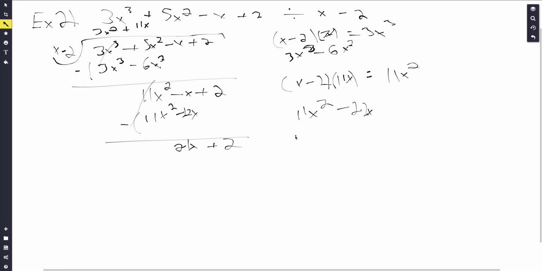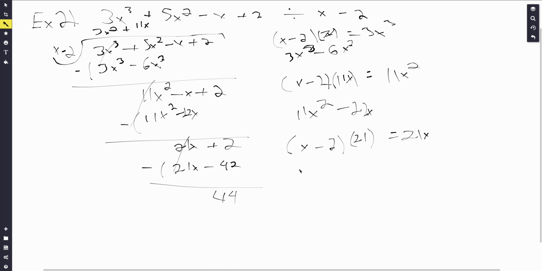And now we have to do it again. We're almost done. So x minus 2, and then times what? You guys see 21x, so that'll just be 21. So subtract here 21x minus 42, and that cancels out this term, and this becomes 44.